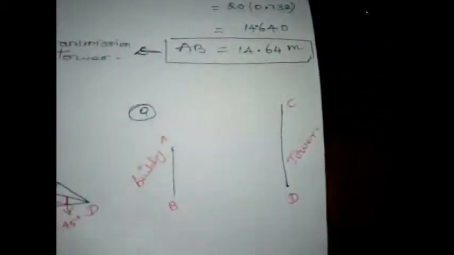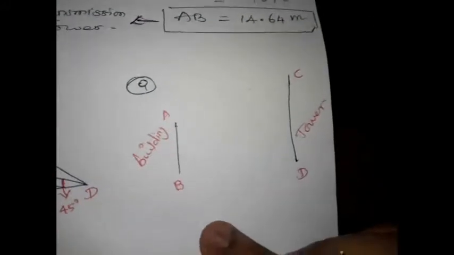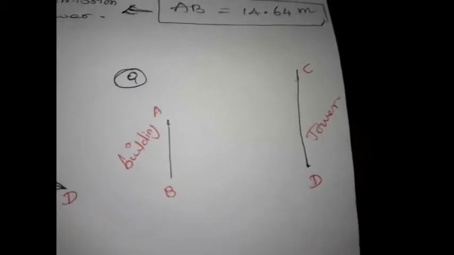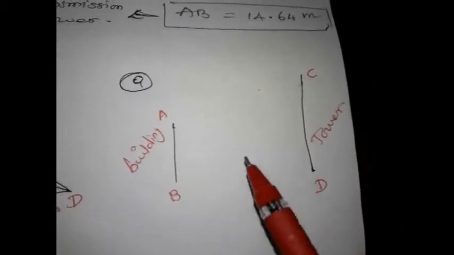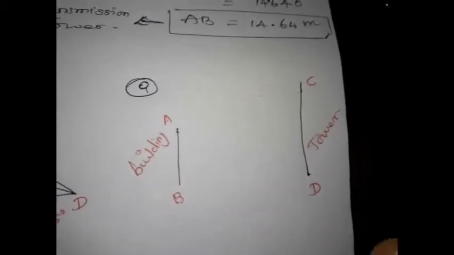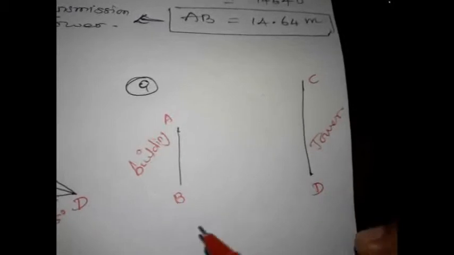Let us move on to our next question now. Now let us see how we can solve our ninth question. The angle of elevation of the top of a building from the foot of the tower is 30 degree and the angle of elevation of the top of the tower from the foot of the building is 60 degree. If the tower is 50 meter high, find the height of the building.